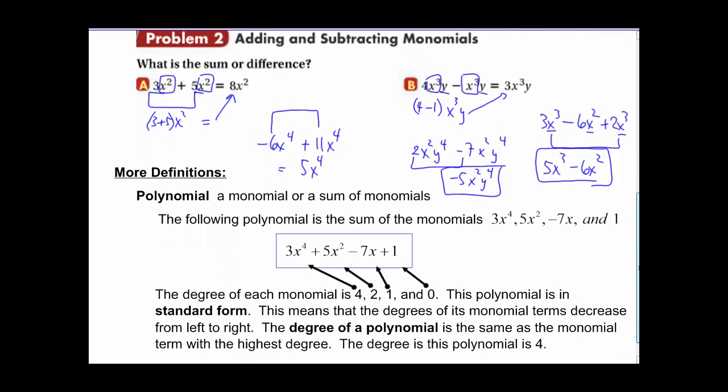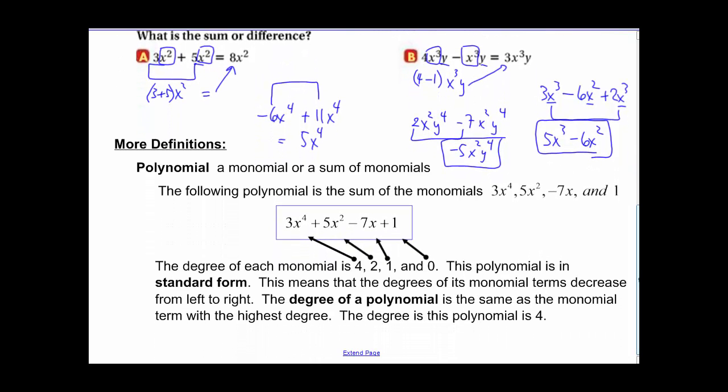Another definition. Polynomial. A polynomial is a monomial, or also a sum of a bunch of monomials. For instance, we have 3x to the 4th plus 5x squared minus 7x plus 1. What we can do is go through each part and figure out the degree of each monomial, and then the degree of the whole polynomial.